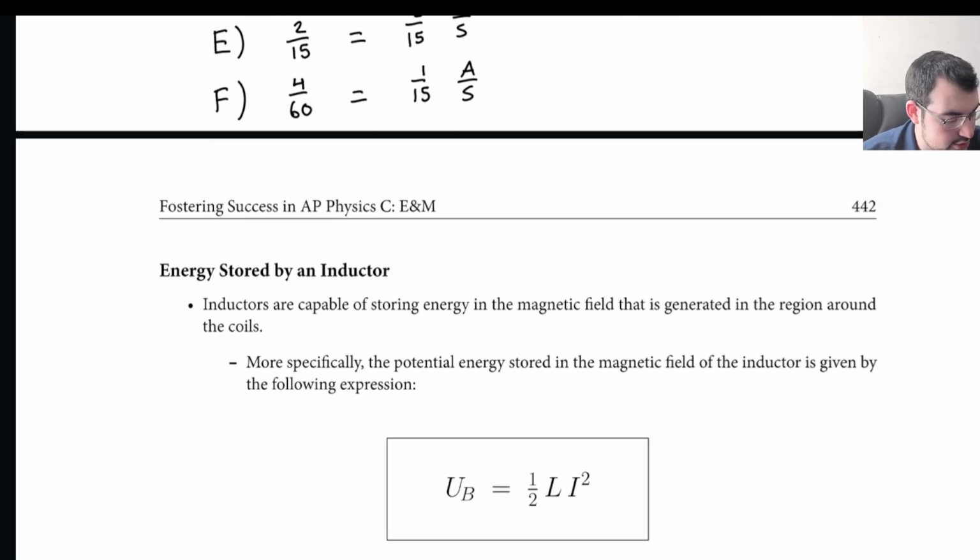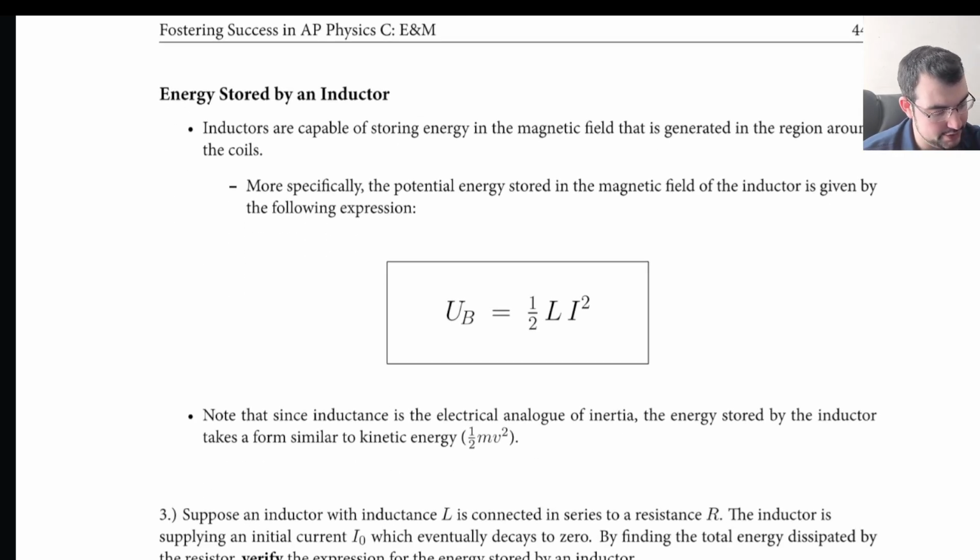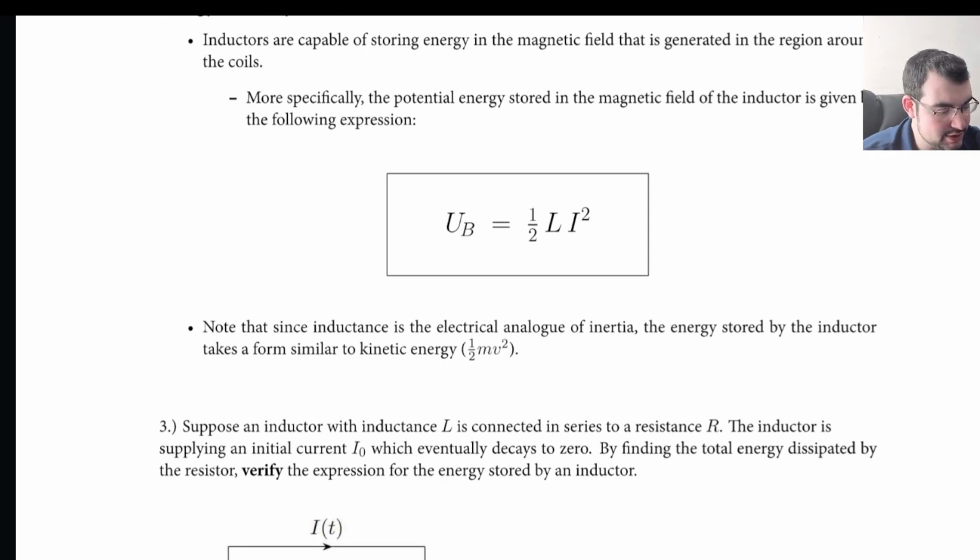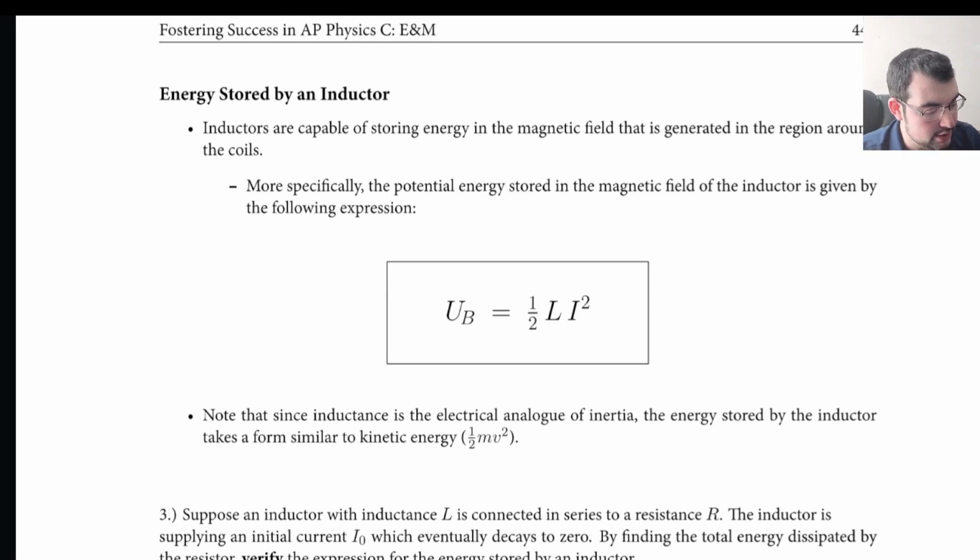We said inductors store energy just like capacitors do. So there's got to be a formula. And this is a nice looking formula. It looks very similar to some other energy formulas. More specifically, the energy stored in the magnetic field, the B field, is 1/2 times L i squared. So L is the inductance, I is the current through it.